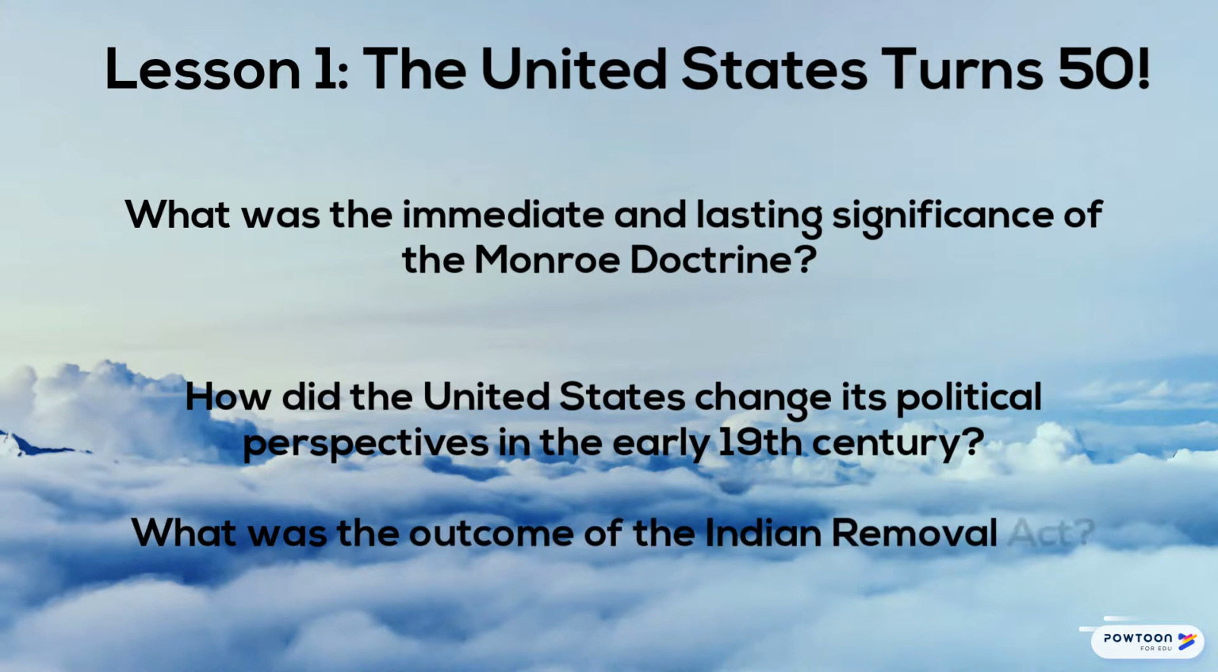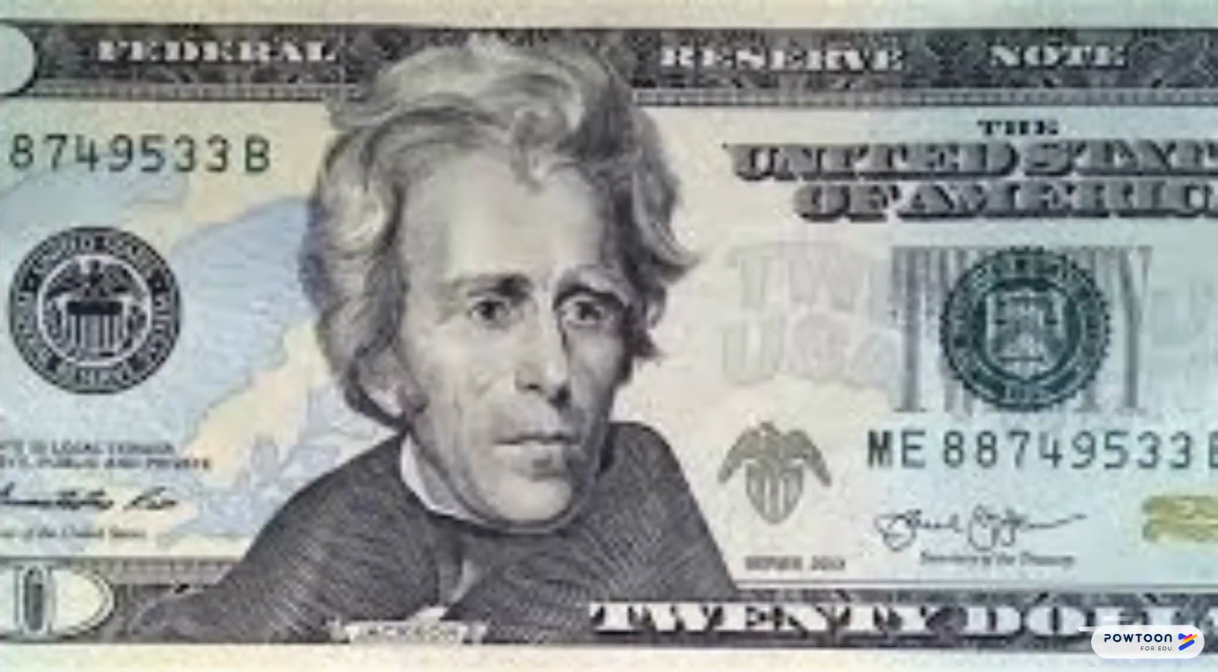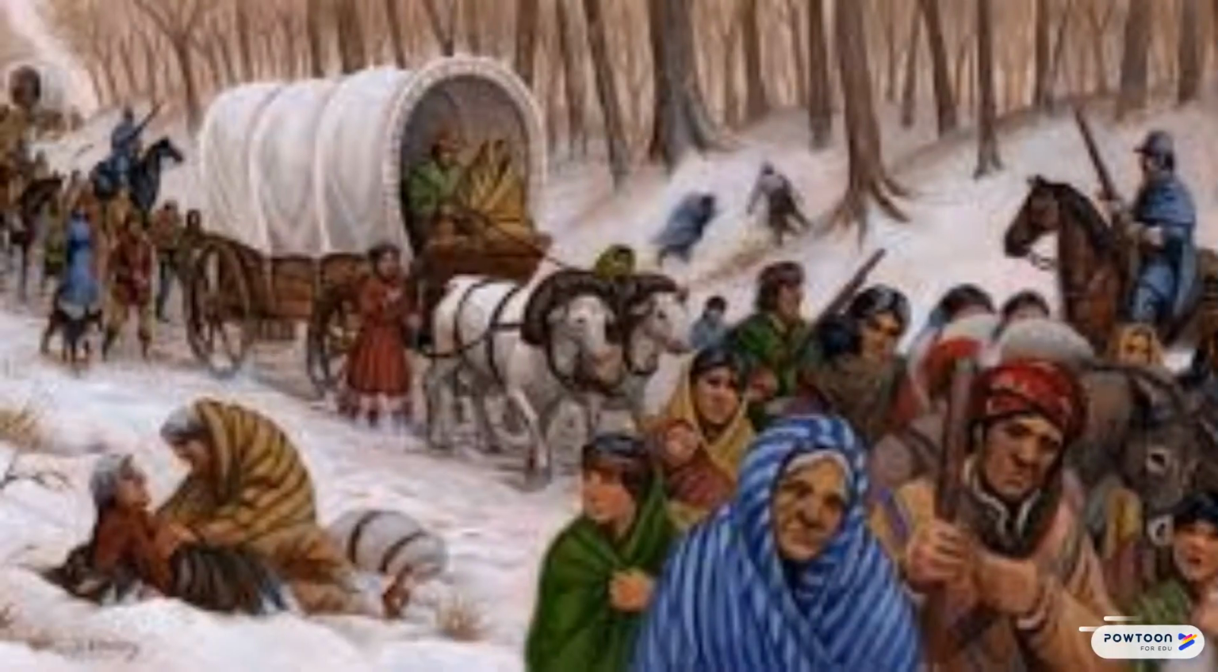Lesson 1, United States turns 50. In this lesson we'll go back to 1826. Here we will check back in on President James Monroe as we analyze his famous Monroe Doctrine. Next, we will see how the country changes as Andrew Jackson is elected in 1829. Finally, in Lesson 1, we will discuss Jackson's Indian Removal Act and how it affected Native Americans in the 1830s.